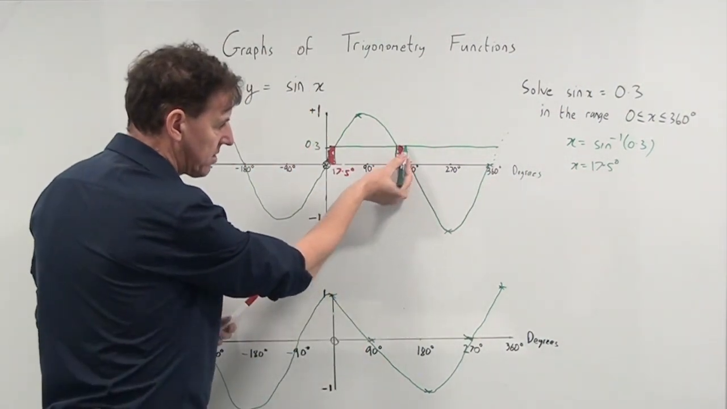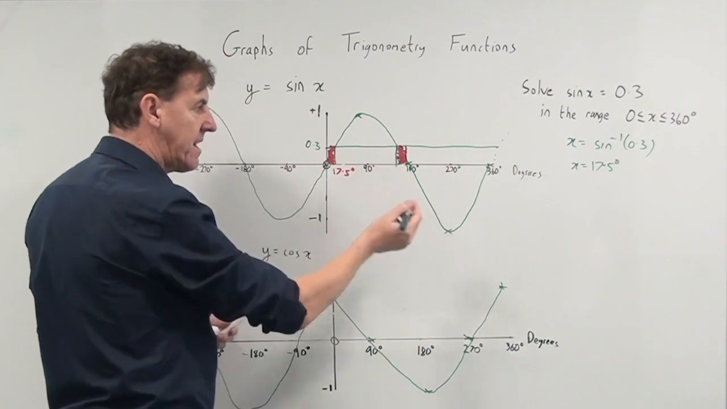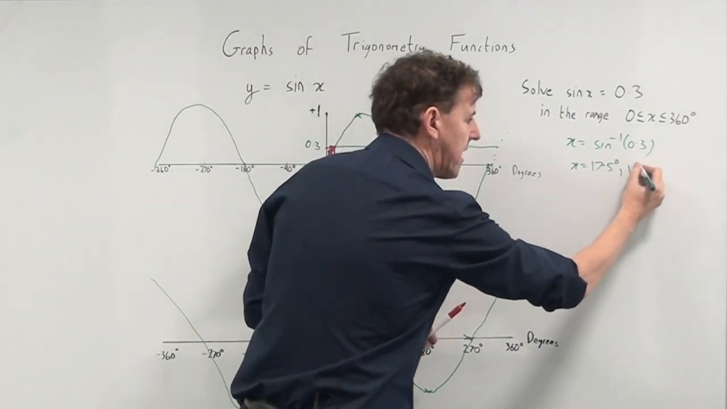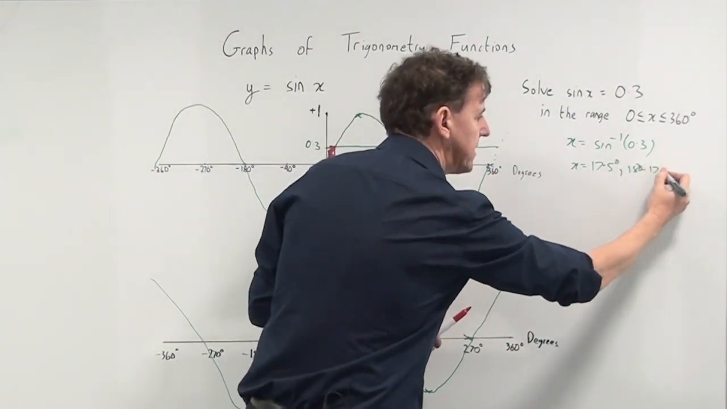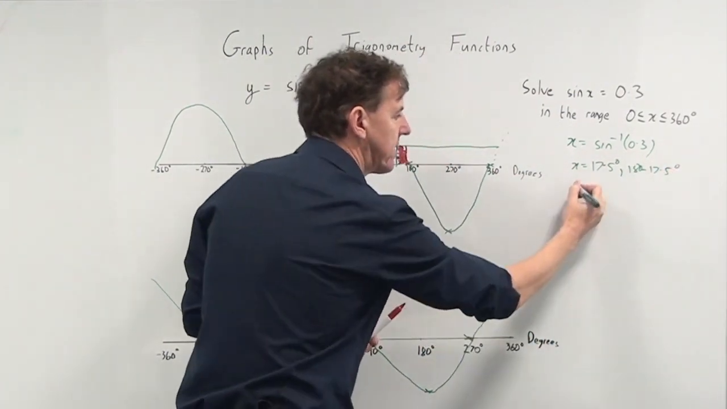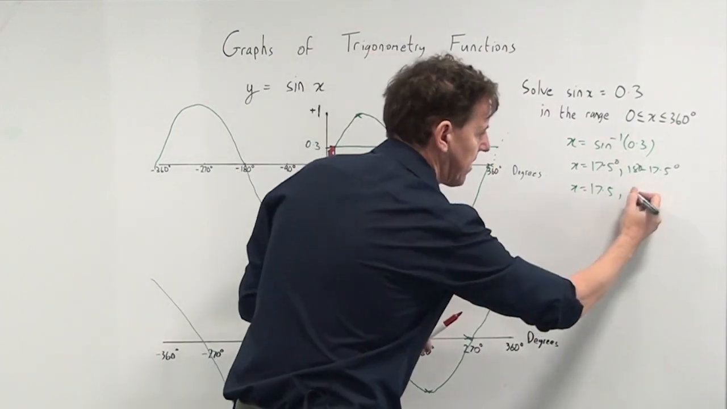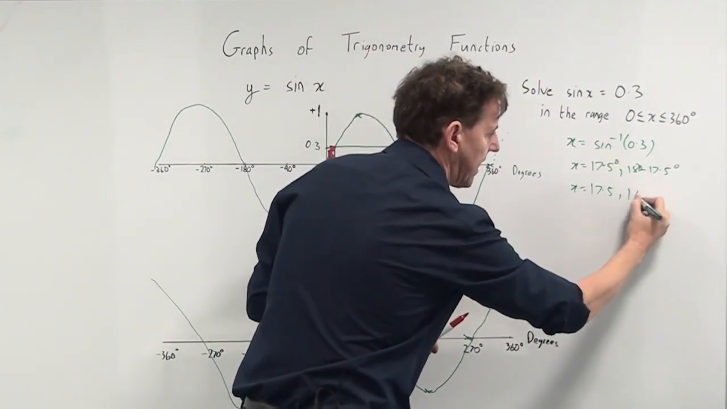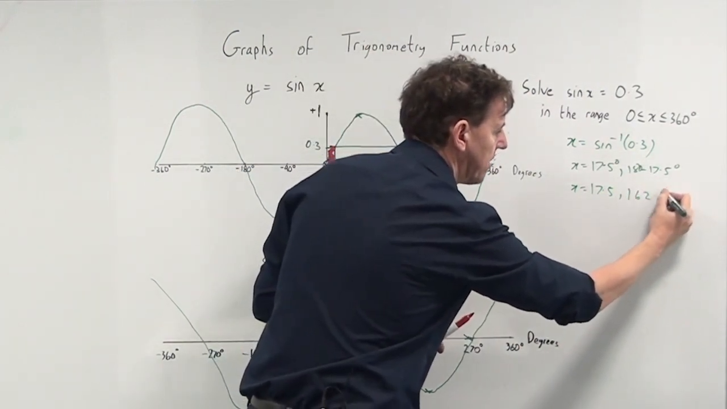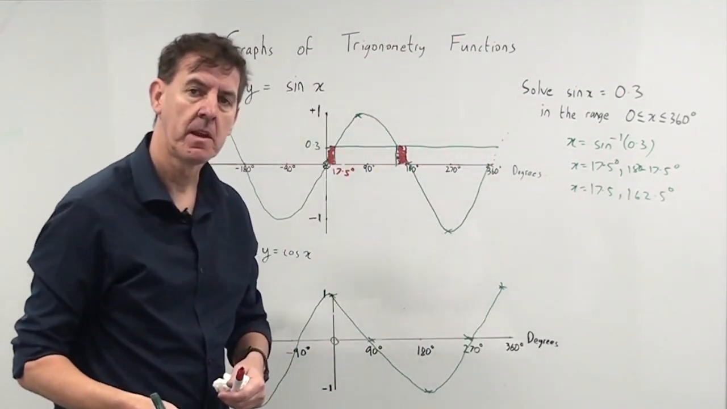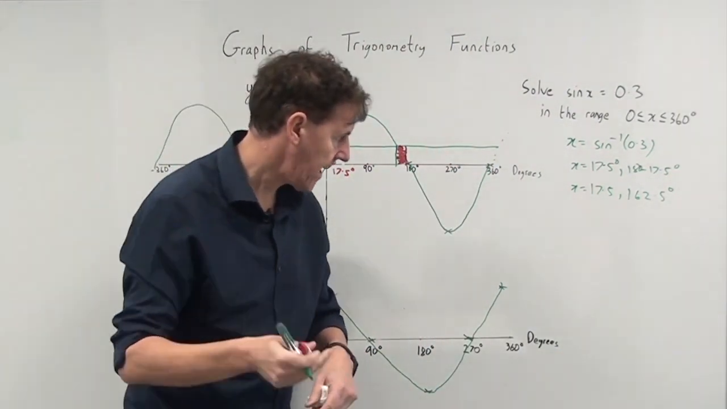So what am I going to do? I'm going to do 180 degrees, take away the 17.5. 180 take away 17.5 degrees will give me my other answer. So that comes to a grand total of 162.5 degrees. How can you check you're accurate or correct?